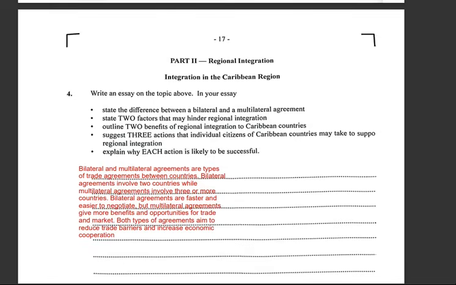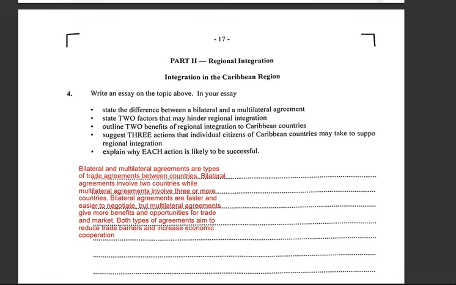So regional integration, guys, as I mentioned, has to do with the stability between members of the country. So two benefits of regional integration we could use. One could be peace.